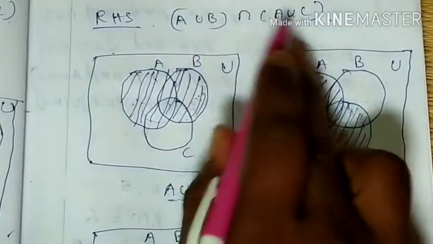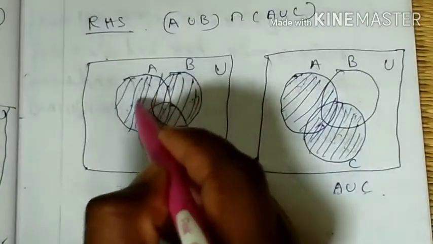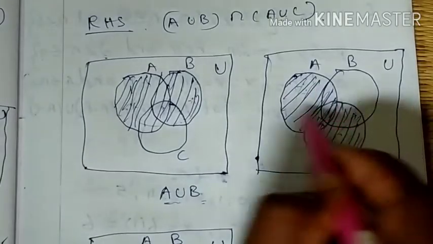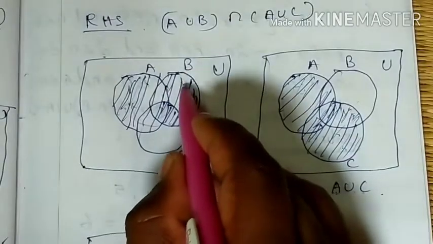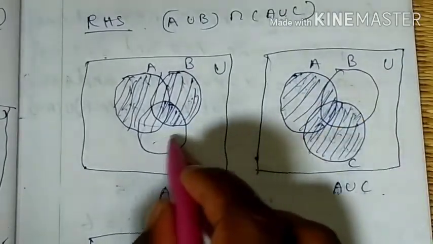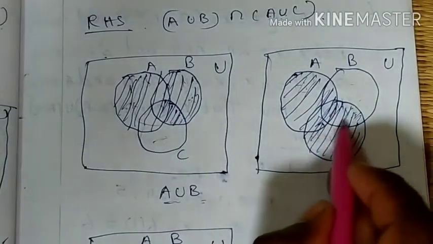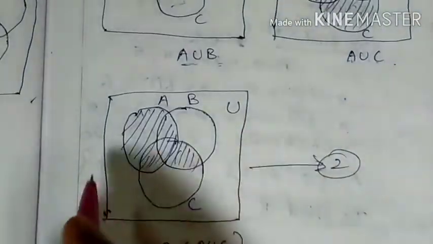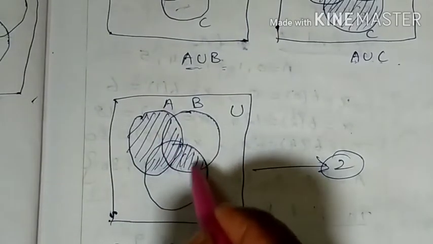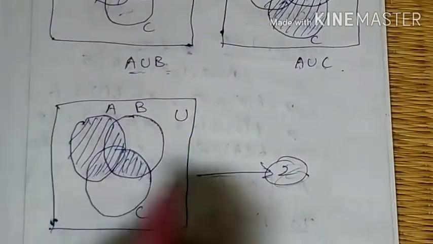So the question is (A union B) intersection (A union C). So take the common portion of these two diagrams. Compare: A is shaded here, and also shaded here. Then the common portion of B intersection C is shaded here. B is there, but here it does not exist, and C does not exist here. Common portion means both diagrams are shaded in the same place. So we get A fully shaded, then the common portion. This is number 2.